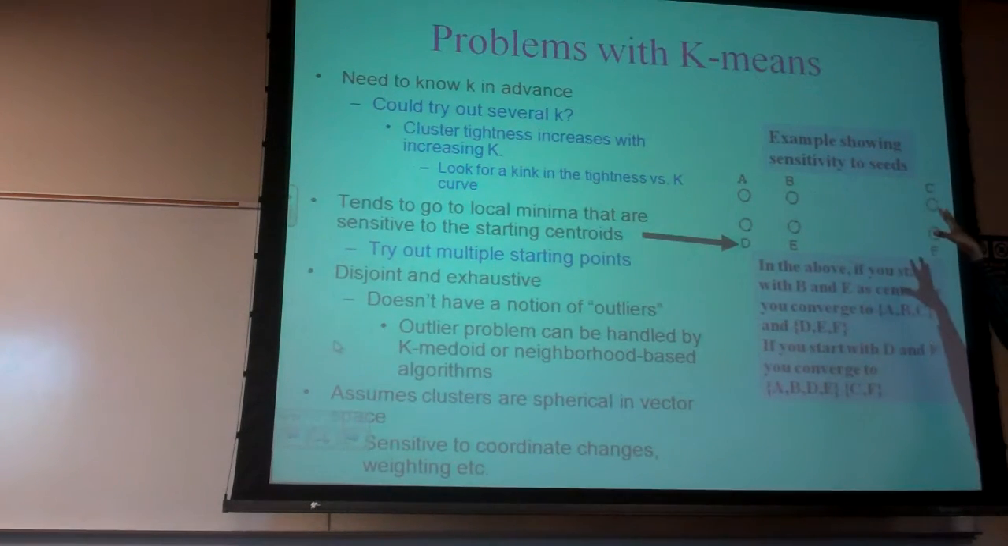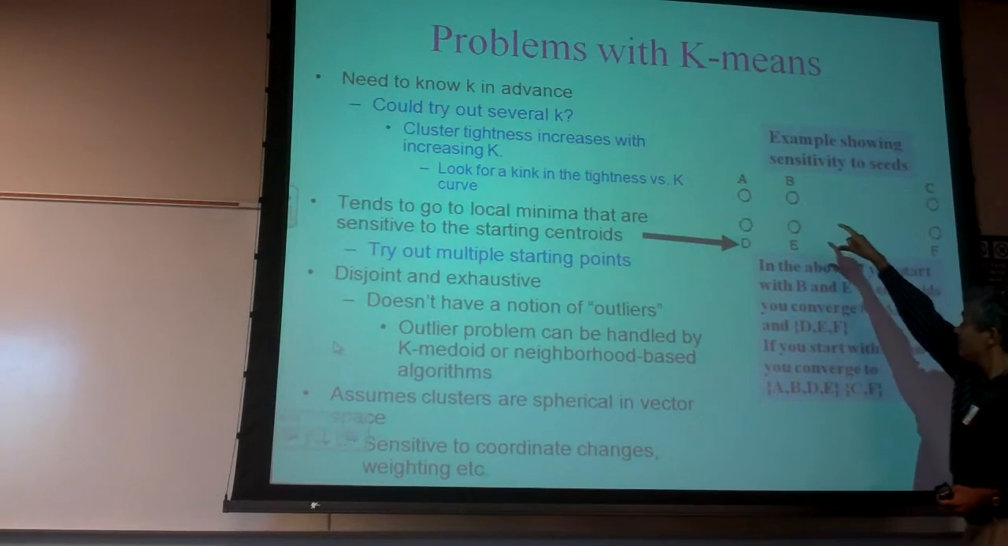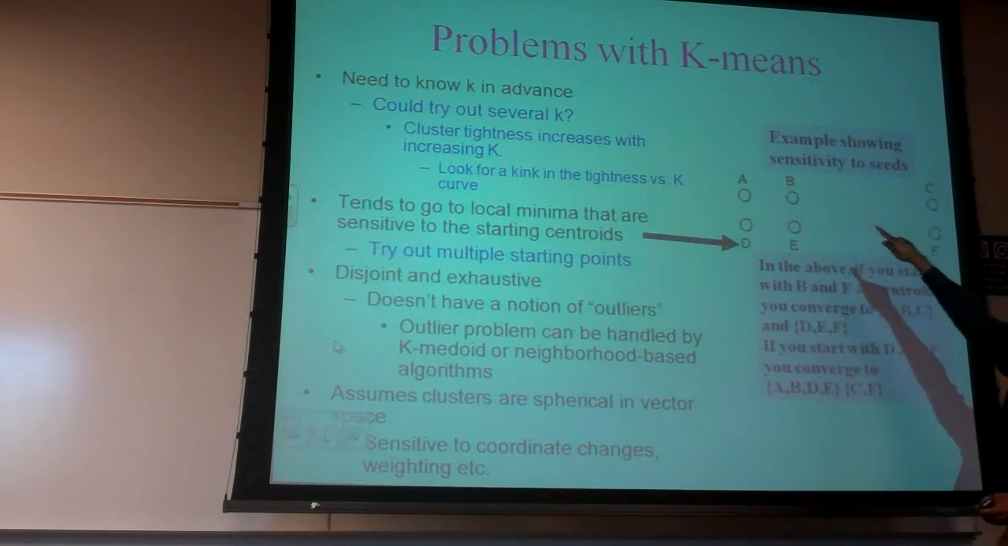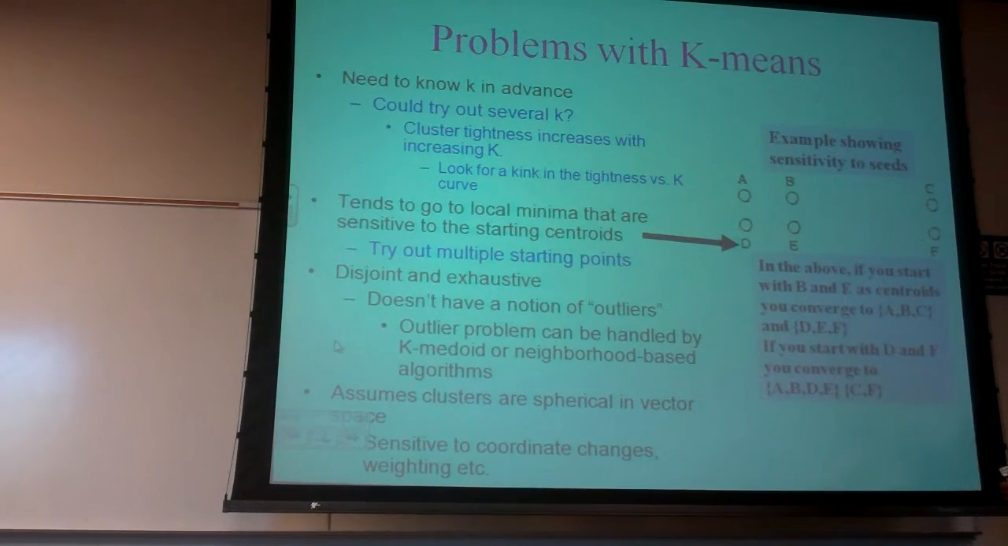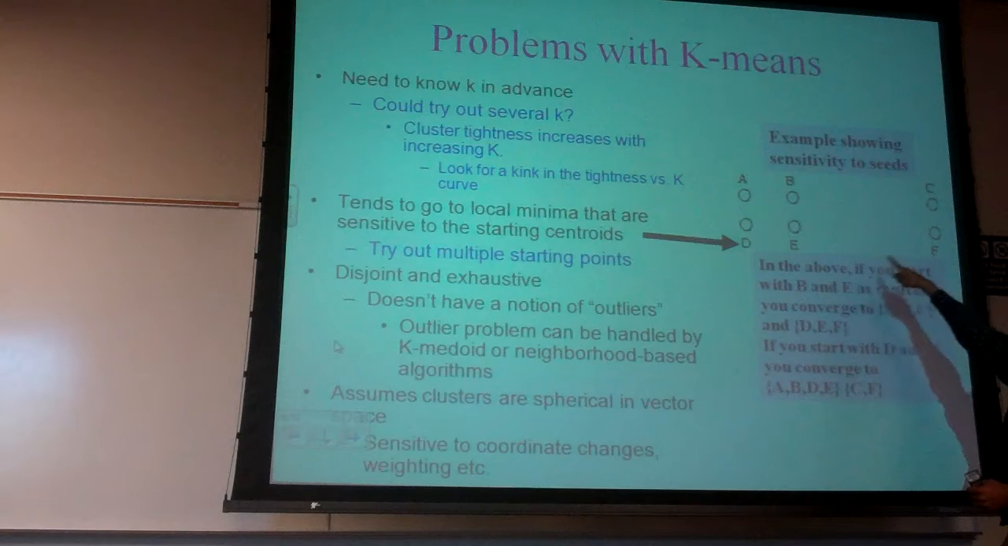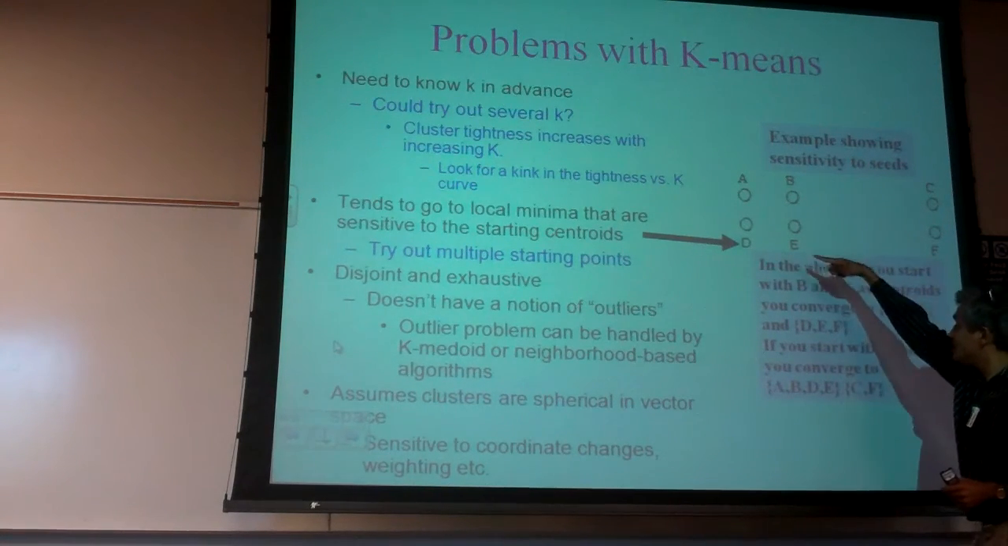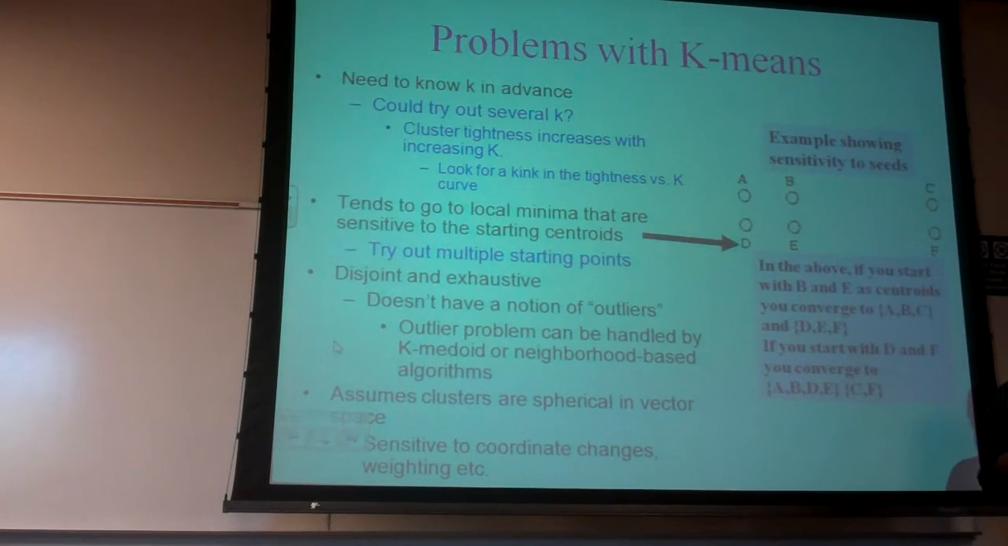Again, imagine Euclidean distances. If I start with B and E, I would get A, B, C, and D, E, F as the final clusters. Whereas if I start with D and F, I will get A, B, D, E, and C, F as the final clusters.